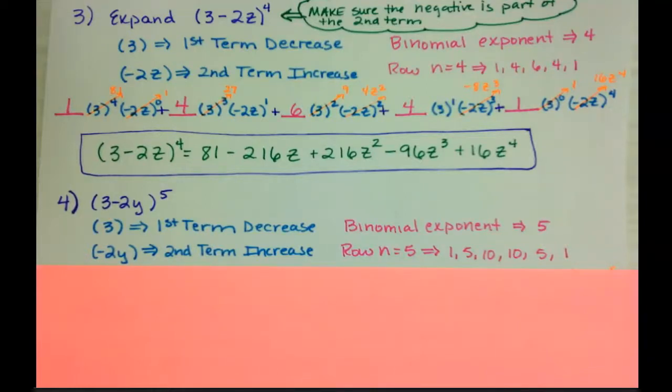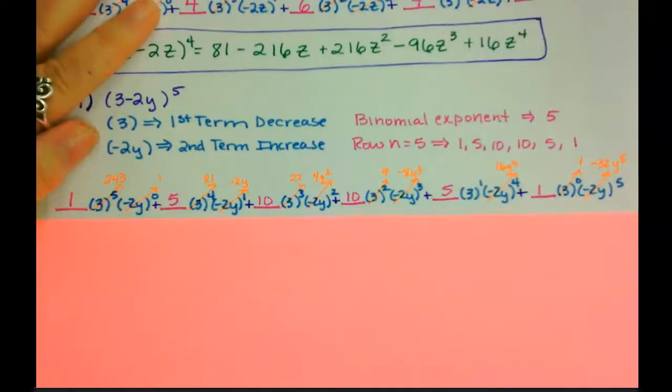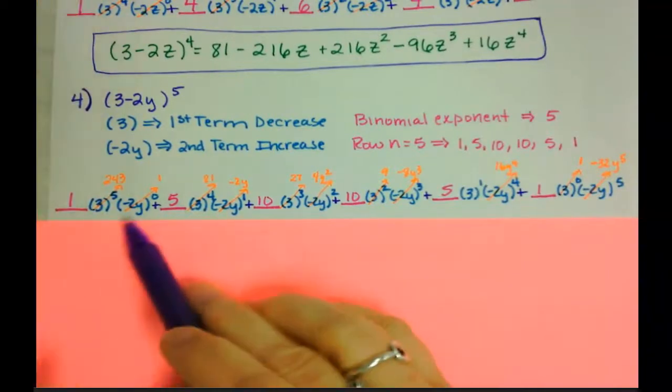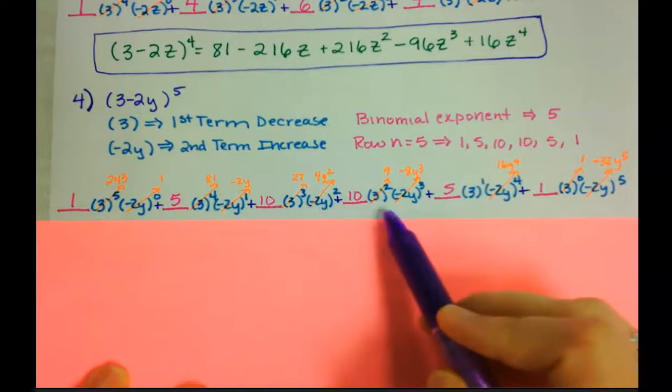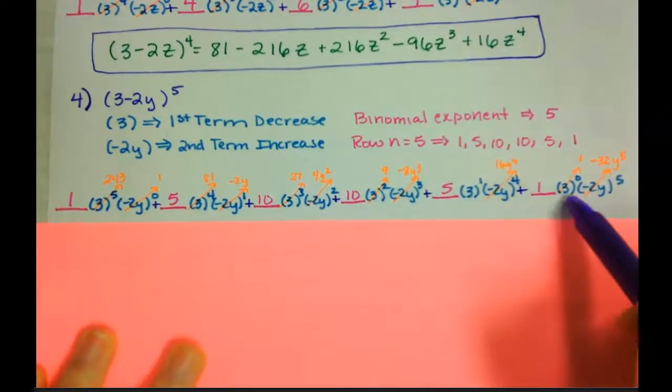So if you would like to pause your video for a minute and work this problem to see if you can do it without working through with me, I would suggest that, and then I'll show you my work afterwards. Okay, let's see how you did. So as I was going through here, it's 3 to the fifth, 3 to the fourth, 3 to the third, 3 to the second, 3 to the first, 3 to the 0.